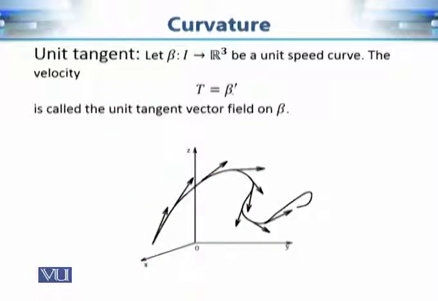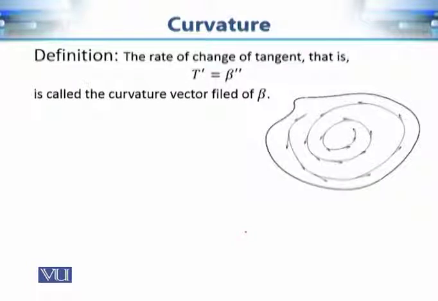Okay, so in this direction we first need to define this unit tangent vector field, because at each and every point on the curve beta we can find a velocity vector or tangent vector, and due to our condition that it is a unit speed curve, it is always going to be a unit vector, so that's why we call it the unit tangent vector field on beta. So we now want to calculate the curvature using this unit tangent vector field.